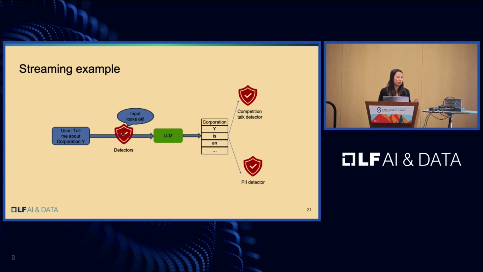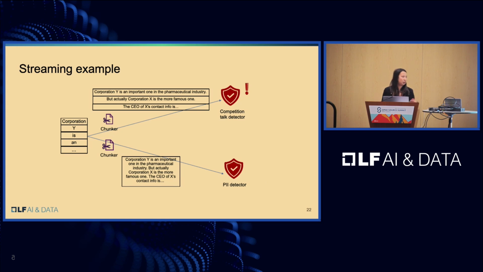And say we still want to run some detections on those model outputs. Let's say we are interested in a competition talk detector and a PII detector. The competition talk detector is just to check if your model starts to talk about your competition, you might not really want that in a customer-facing application. And a PII detector, since we don't want to give out people's personal information.